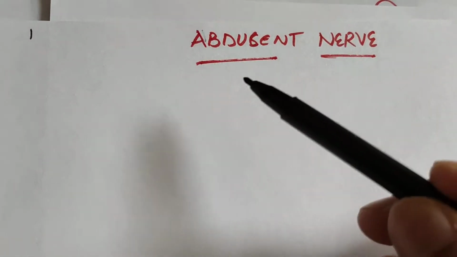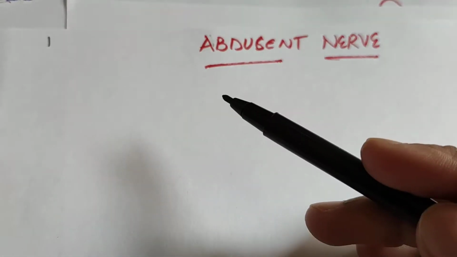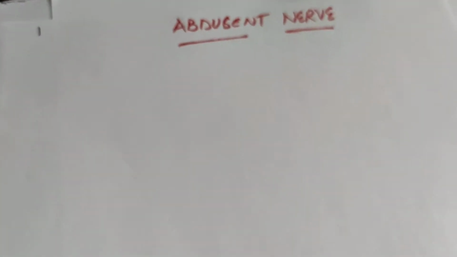Hello, today we'll talk about the abducens nerve, that is the sixth cranial nerve. So let's get started.